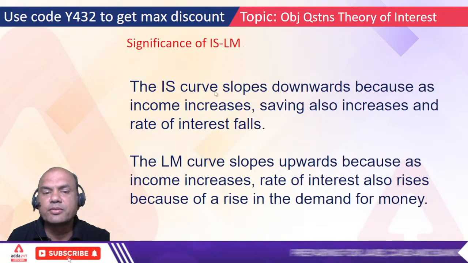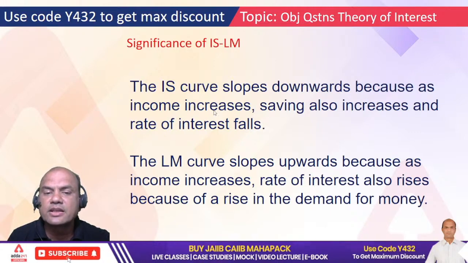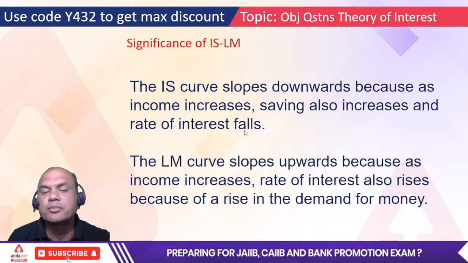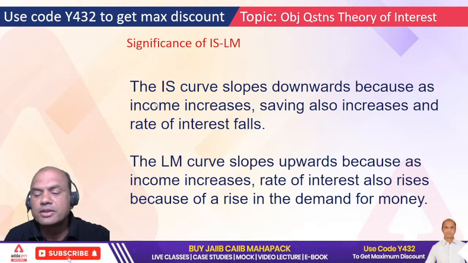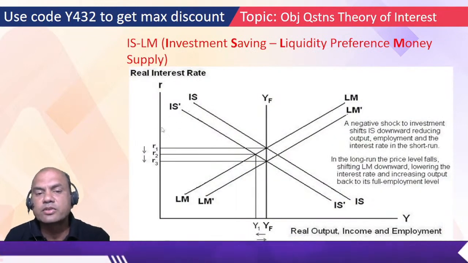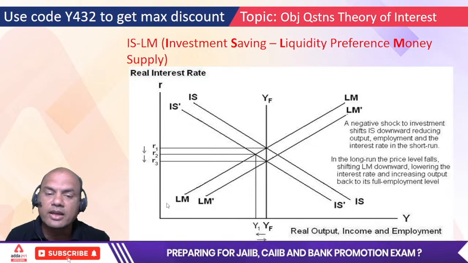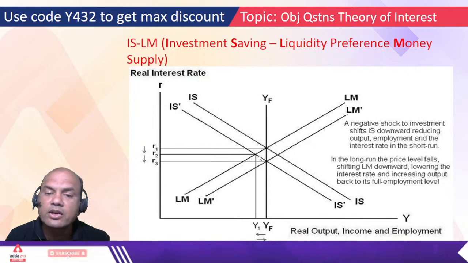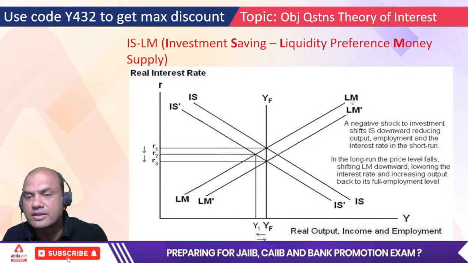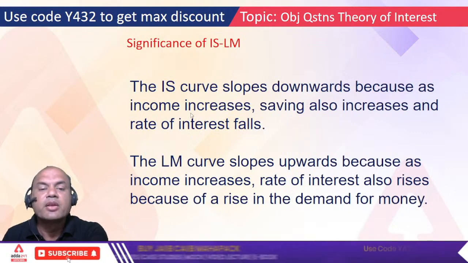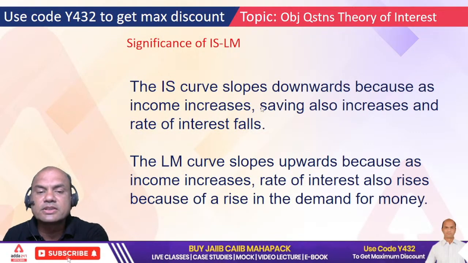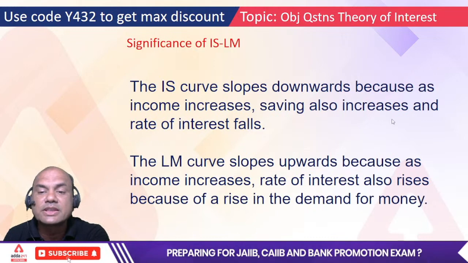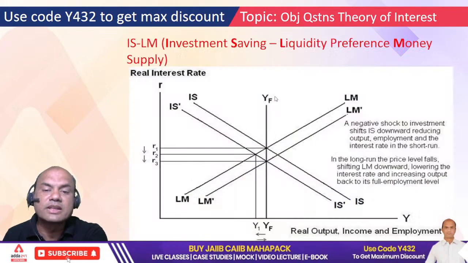Significance of the IS-LM curve. The IS curve slopes downwards because as the income increases, saving also increases, and the rate of interest falls down. How will the income increase over here? If the rate of interest is falling down, then businesses will increase. So income will increase. As the rate of interest falls down, the business increases, and also the income of the general person increases. So as the income increases, definitely he'll have more money to save. Once he has more money to save, what will he do? The rate of interest will fall down and he'll start his own business. So he won't invest in the savings over here now.